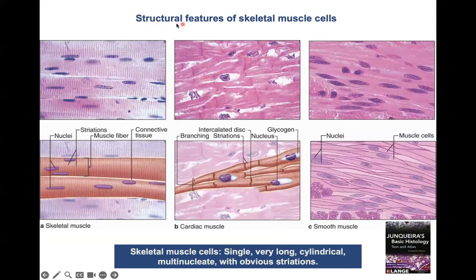Here are some more structural features of skeletal muscle cells. In the previous part, we discussed the structural properties of cardiac muscle cells. Here we discuss the skeletal muscle cells. I have some notes here. Skeletal muscle cells are single, very long, cylindrical, multinucleate with obvious striations, which you can see here. Several nuclei, and here are the striations.